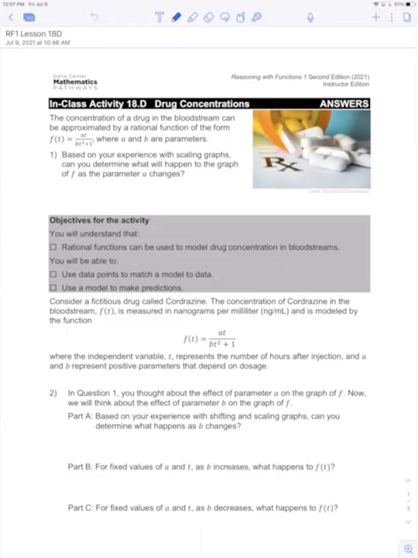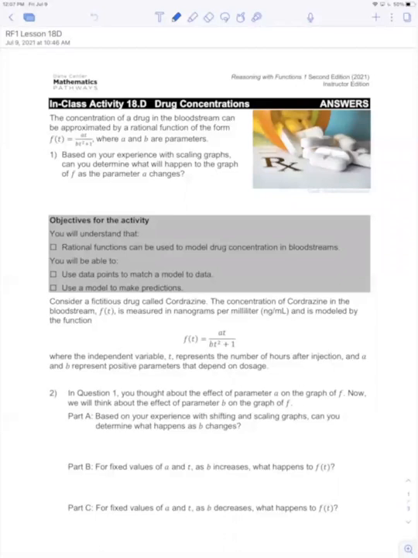1. Based on your experience with scaling graphs, can you determine what will happen to the graph of f as the parameter a changes? Well, as a increases, the graph of f will expand vertically. As a decreases, the graph of f will compress vertically.